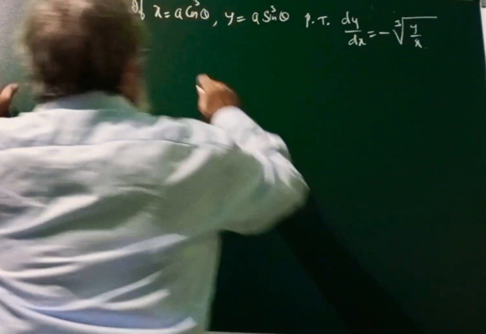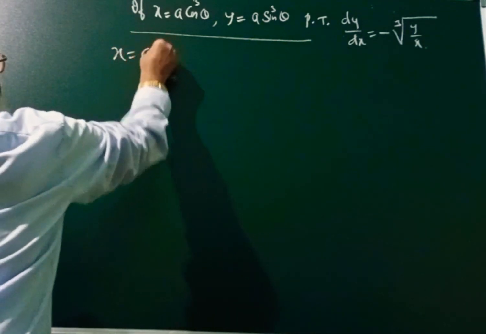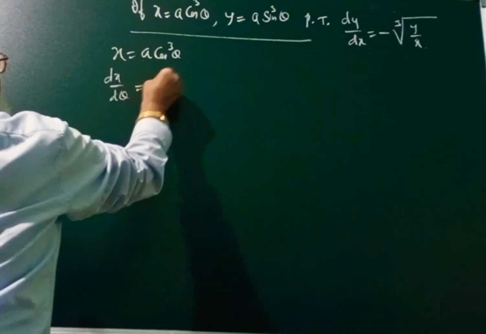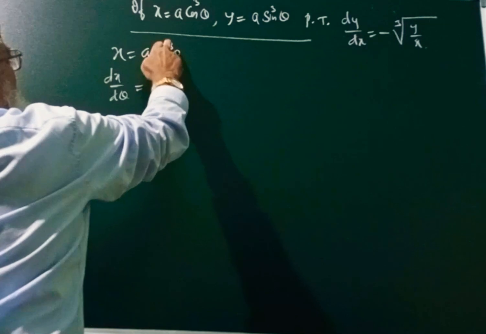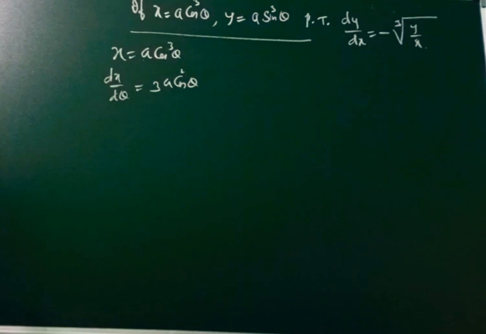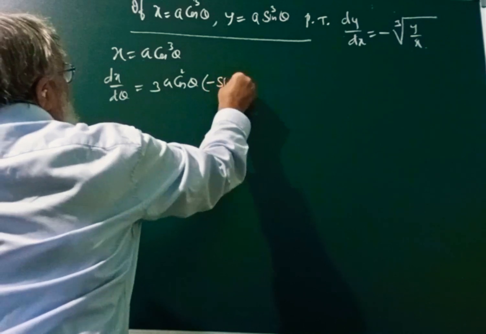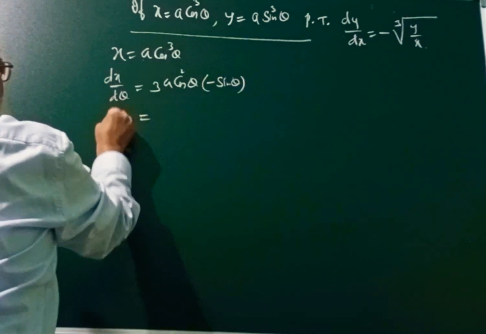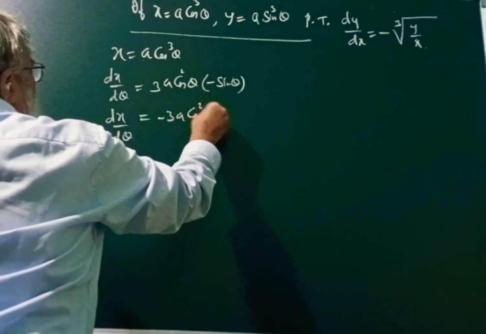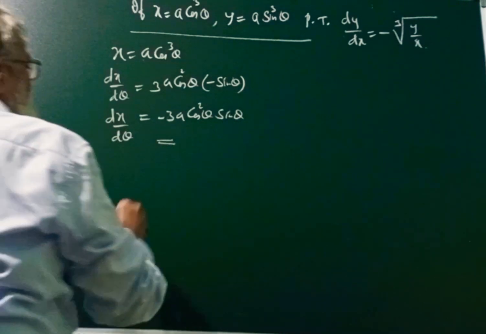Let us start with this. x is equal to a cos cube theta. Differentiate x with respect to theta. It is a, differentiate with respect to the power first, it is 3 cos square theta, and the differentiation of cos theta is minus sin theta. Or we can write dx by d theta is equal to minus 3a cos square theta into sin theta. That is the value of dx by d theta.